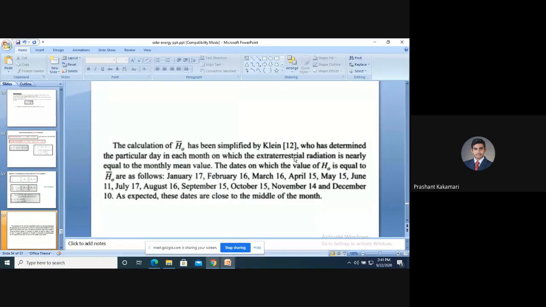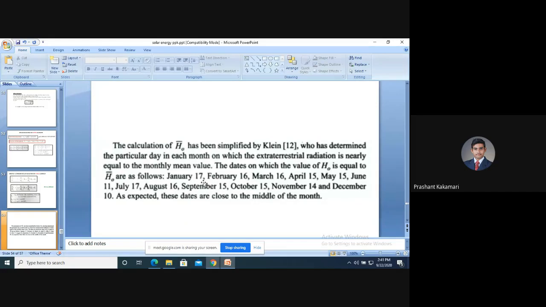Here they have told Klein has given some correlation. He said to determine the particular day in each month on which the extraterrestrial radiation, that is H naught, is nearly equal to the monthly mean or the average value. So which days did he tell? All of you can write down these numbers, which day of the given month you can take as the representative day.